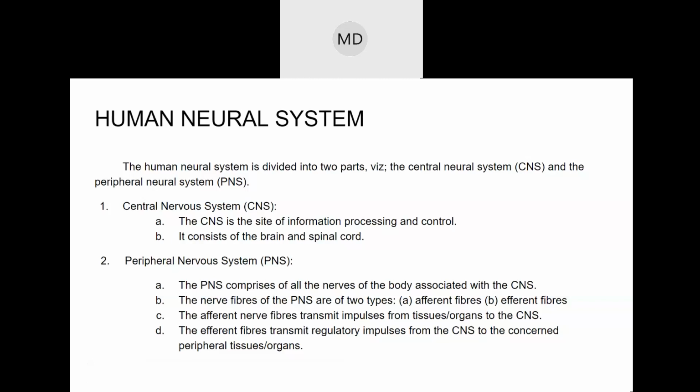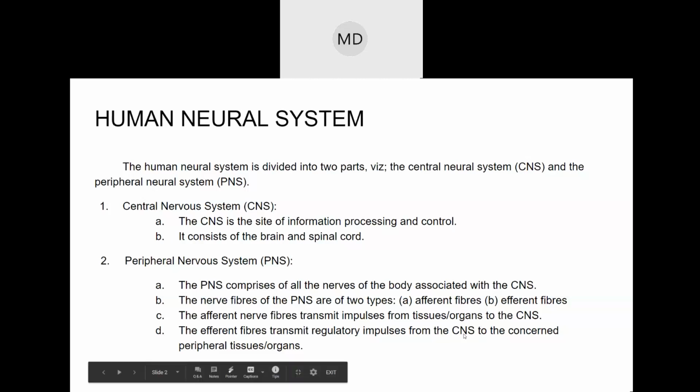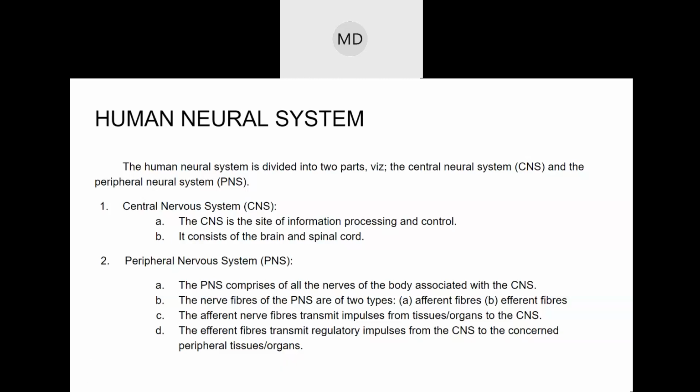Okay, that is written here. From the central nervous system, the brain or spinal cord, right? From the central nervous system to the tissues and organs, that is through the efferent fibers. Okay, so just imagine you are touching a hot thing and you are suddenly withdrawing your hand, right? So that is the afferent and efferent fibers difference.